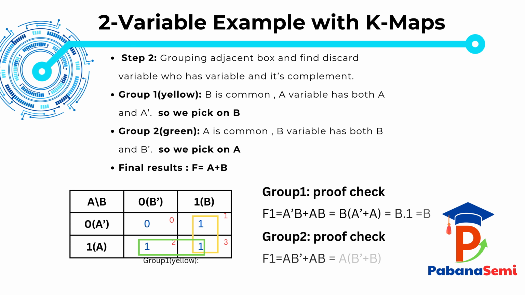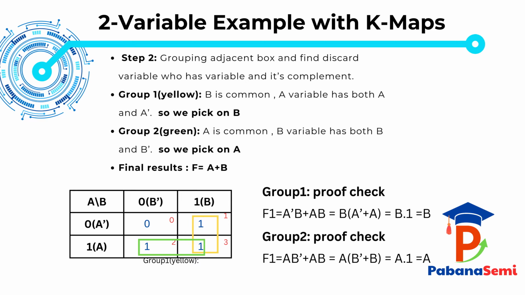Now we move to step 2. This is the most important part of K-map simplification, grouping adjacent cells and eliminating variables. Understanding the goal of grouping. The goal here is simple. Group adjacent ones. Identify the variable that remains constant. Discard the variable that appears in both its normal and complemented form.